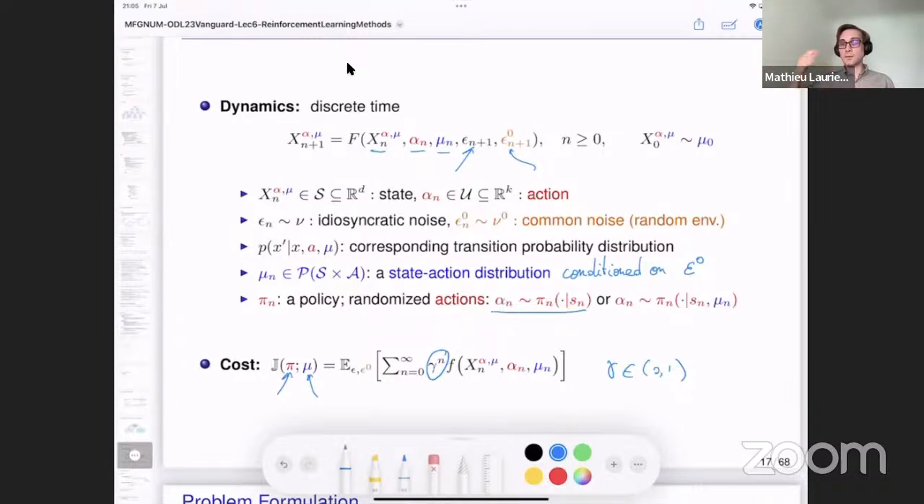So typically taking gamma closer to 1 makes the problem harder than gamma close to 0 numerically. So that's a good thing to have in mind if you want to test a method. Test it with a small gamma first to see if it works, and then try to increase gamma.